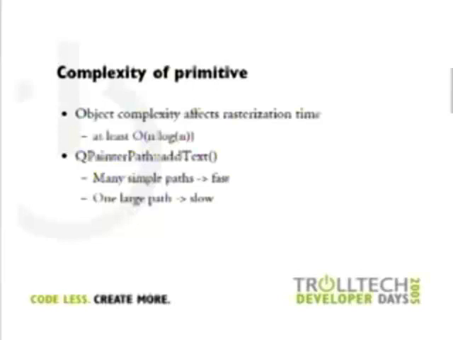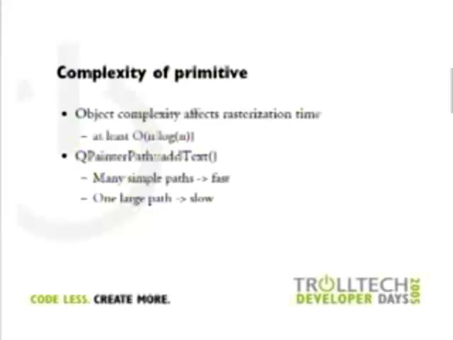Another thing that you can be aware of is that the complexity of any object affects its rasterization time. Typically, rasterization involves some kind of sorting, so at least it's n log n. So if you have a polygon that has 1,000 points in it, it is significantly slower to draw than 10 polygons that have 100 elements in it.